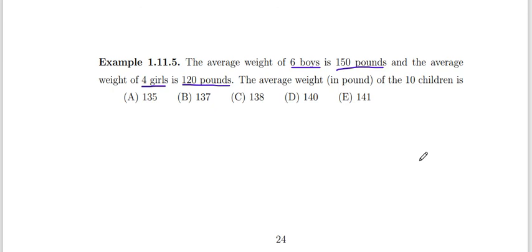We say so for boy 150, for girl 120. So we need to check how much the weight. So how many boys? 6. So totally we have 10. So this contributes 6 over 10 plus. So 120, we say this equal, contribute 4 over 10, right?